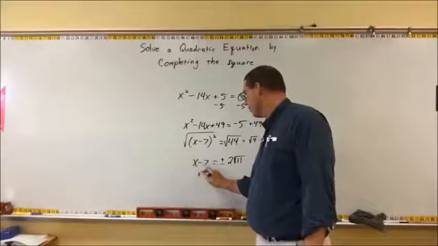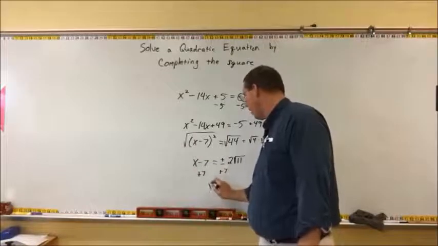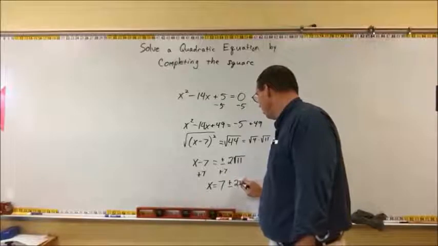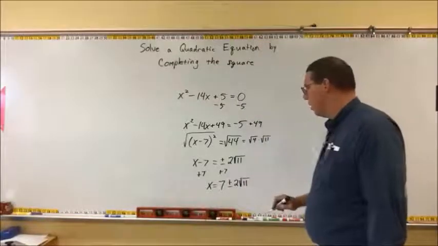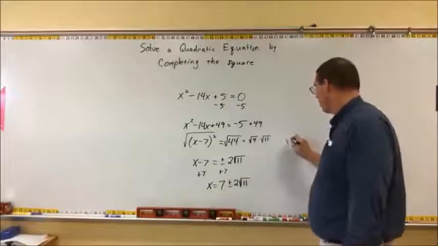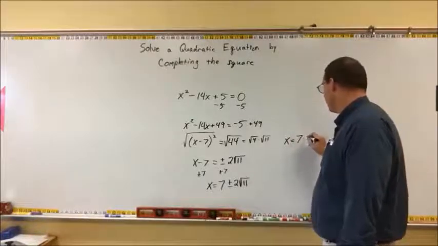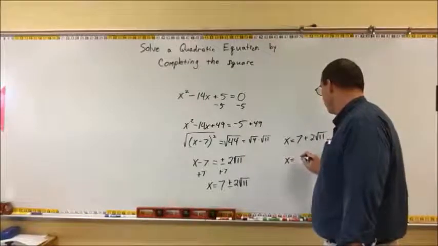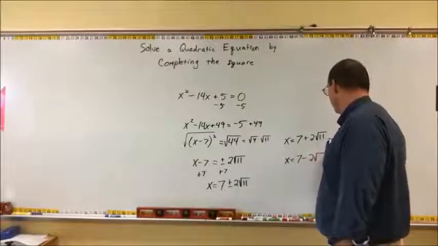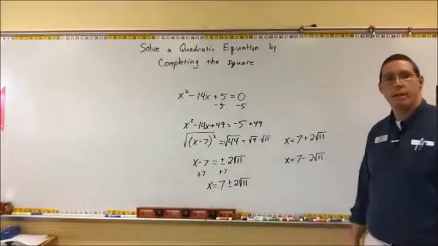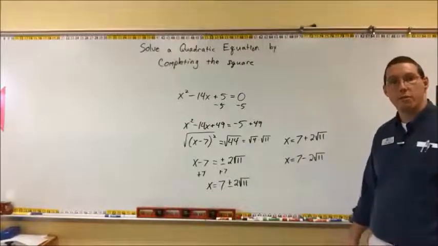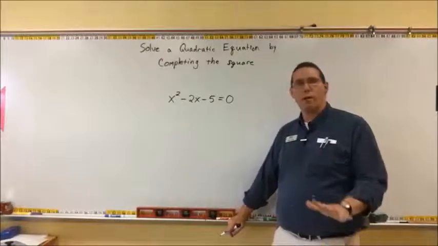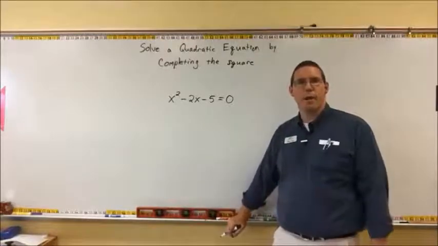Now when we add 7 to both sides, we will have x is equal to 7 plus or minus 2 times the square root of 11. And so that means our two answers are x is equal to 7 plus 2 square root 11, and x is equal to 7 minus 2 times the square root of 11. And that's completing the square. Okay, I've got another one here. Why don't you pause the video and see if you can figure this one out on your own.